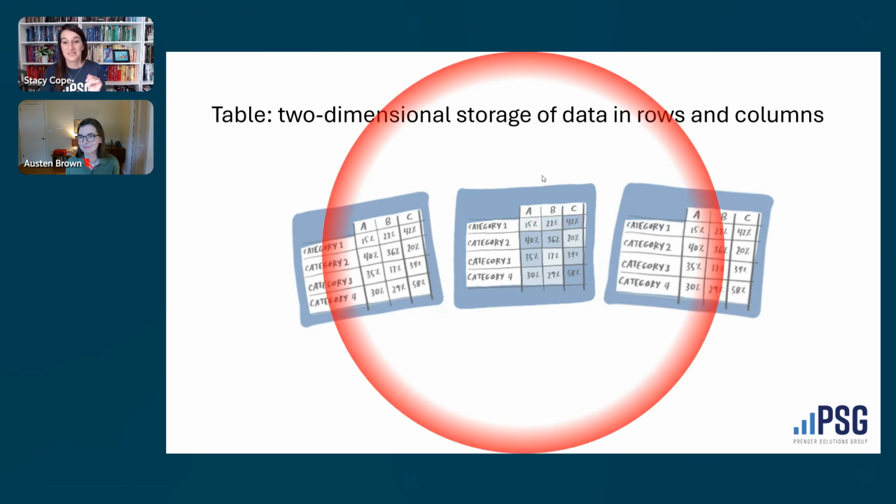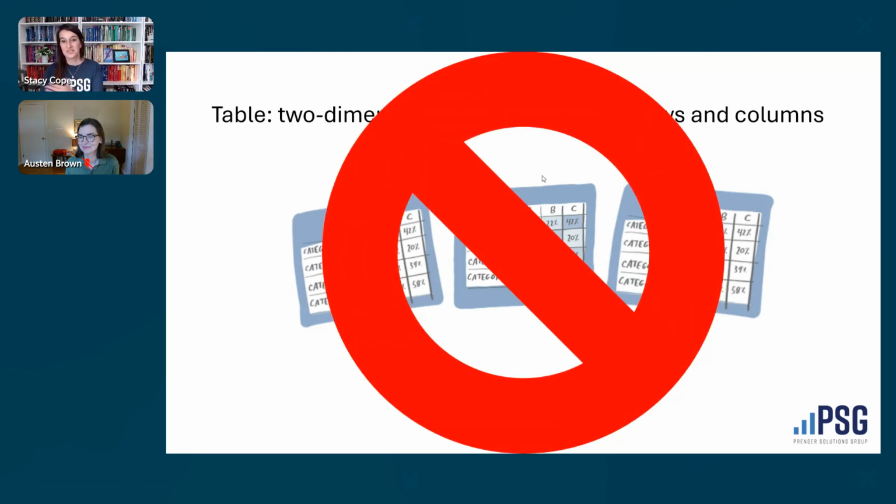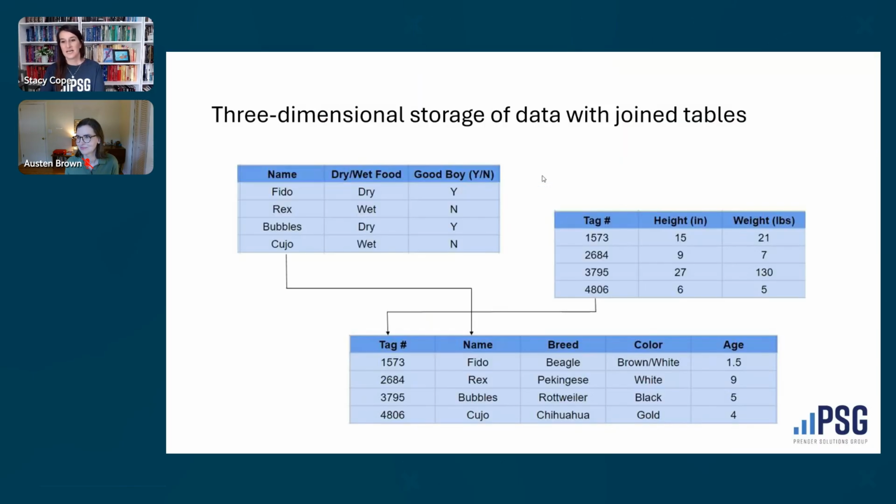So still this, I'm going to tell you, not a database. Bunch of tables, lots of information, lots of data, right? But not necessarily a database. Here we have three-dimensional storage of data with join tables, and this one is the first one that is, in fact, a database. This is called a relational database, and I love these, right?